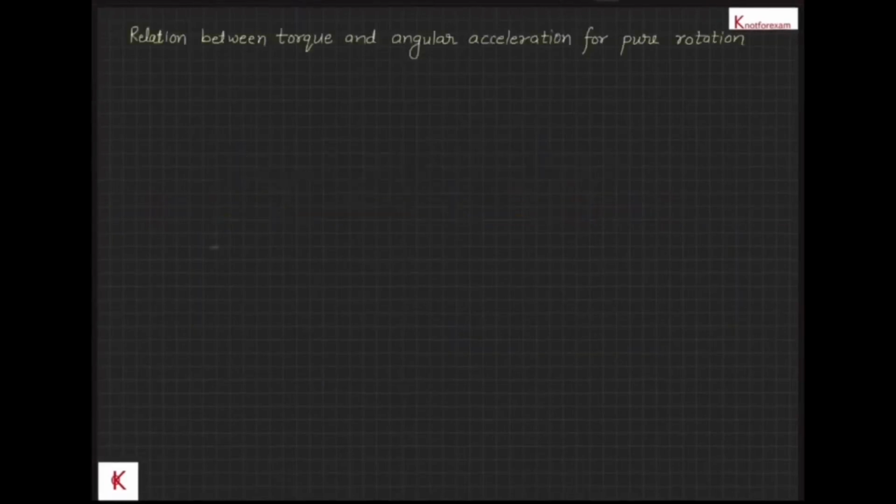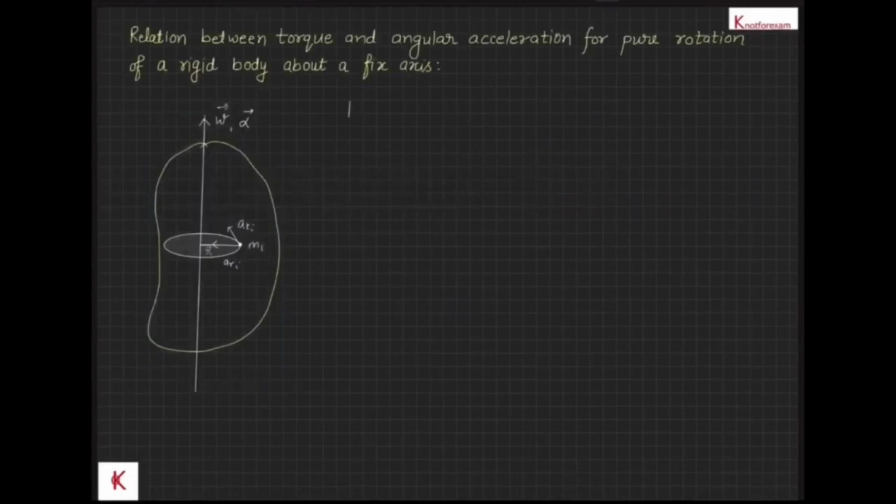Now we are going to discuss the relation between torque and angular acceleration in pure rotation of a rigid body. As shown in the figure, at some instant the rigid body has angular velocity ω vector and angular acceleration α vector. For a general particle of mass mi having tangential acceleration ati vector and radial acceleration ari vector, tangential force Fti vector will be equal to mi times ati vector, and radial force Fri vector will be equal to mi times ari vector.